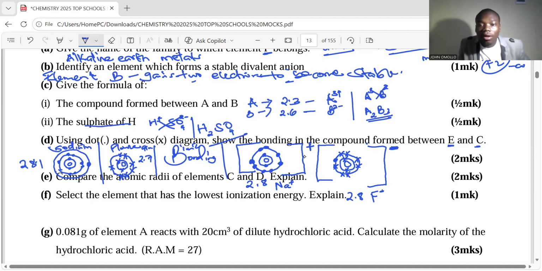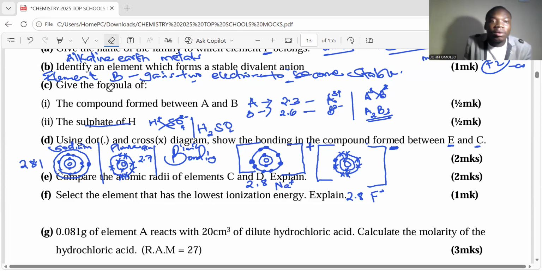Are you seeing that? So this is the bond. This one here. This is the ionic bond. This is the bond in the compound formed between E and C. Are we together? Because of space, I'll rub. You can easily copy. You can play the video as many times as you want, so that you understand. So I've just written the atoms and shown you the ionic bonding.